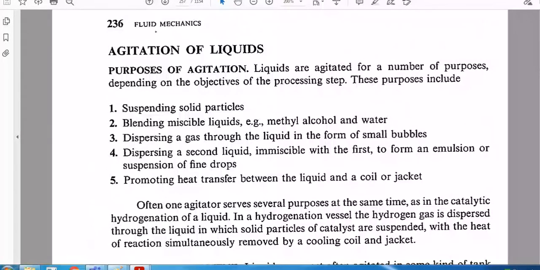First one is suspending of solid particles. Take the example of hydrogenating vegetable oil. Oil, fat we have taken, heat it, not sufficient. Then you add Raney nickel. So this Raney nickel has to be perfectly suspended, meaning in the whole volume the catalyst has to be suspended. At every part you will have the raw material and then the Raney nickel.